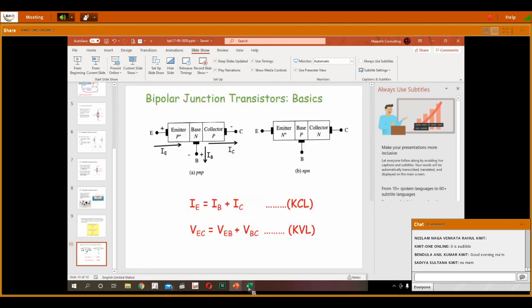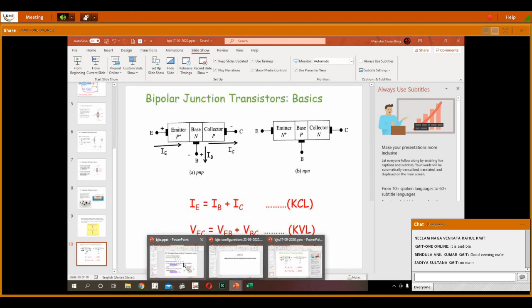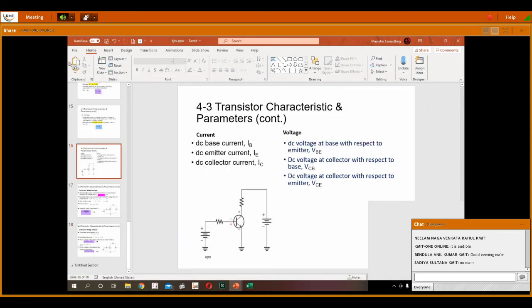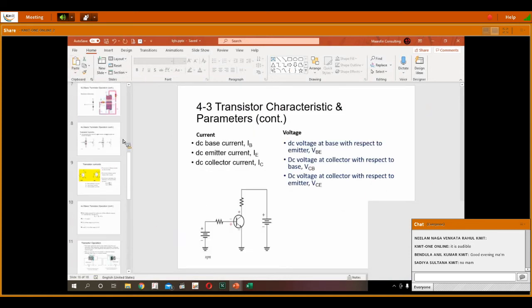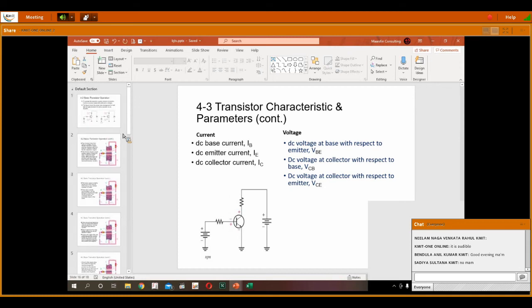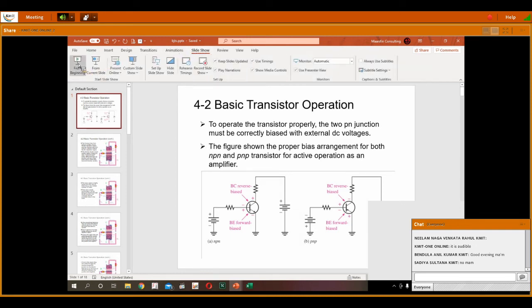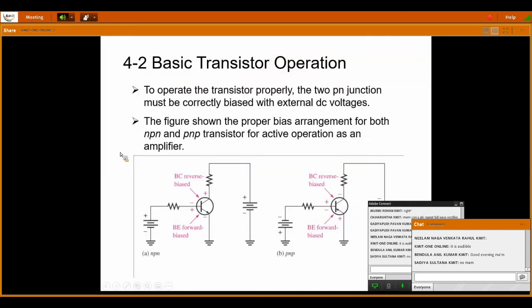Next, I'll move to the next PPT, which will give you the basic idea about the characteristics of the transistor and how it is operated. Okay, basic transistor operation. This gives you the total idea about the operation of the transistor, how many configurations we have, and the characteristics of each configuration.